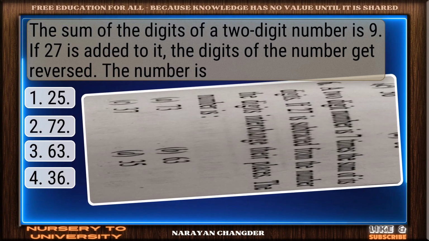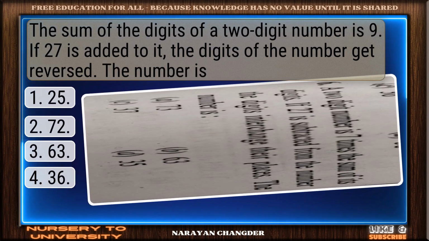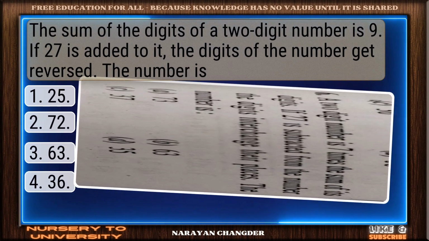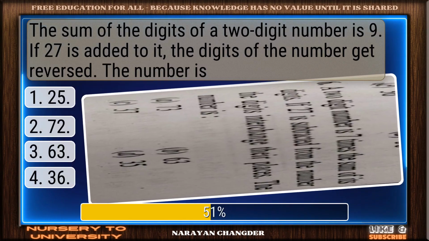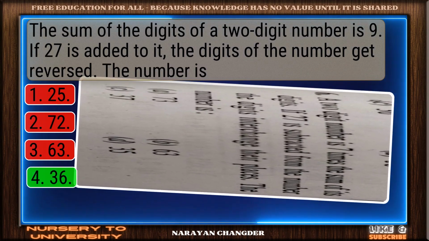The sum of the digits of a two-digit number is 9. If 27 is added to it, the digits of the number get reversed. The number is. Right choice. 36 is best.